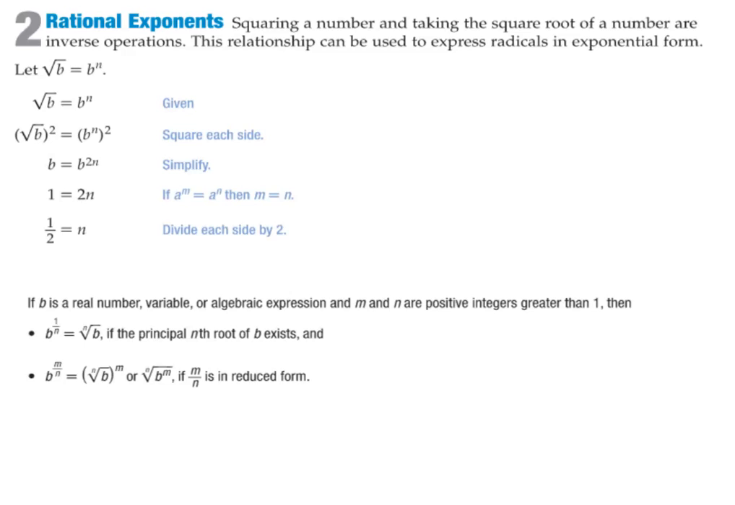This will be the second part of our notes on 0-4, which is on the nth root and real exponents. And this is where we're going to talk about rational exponents.